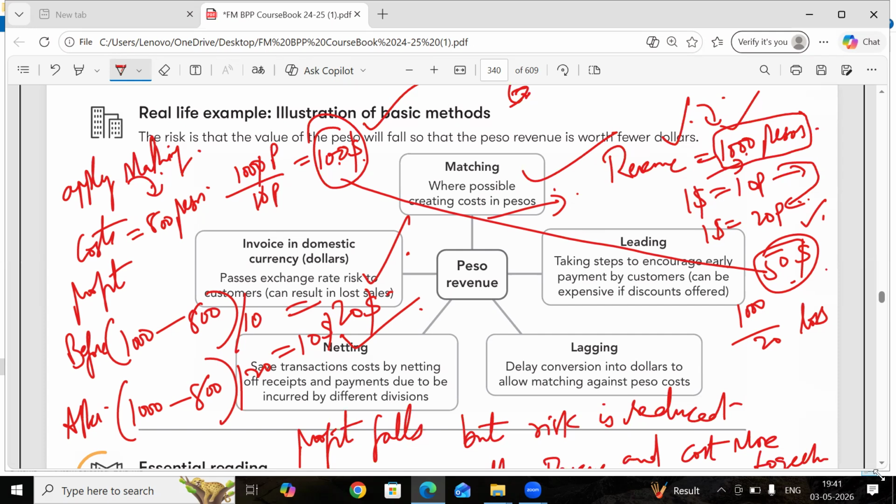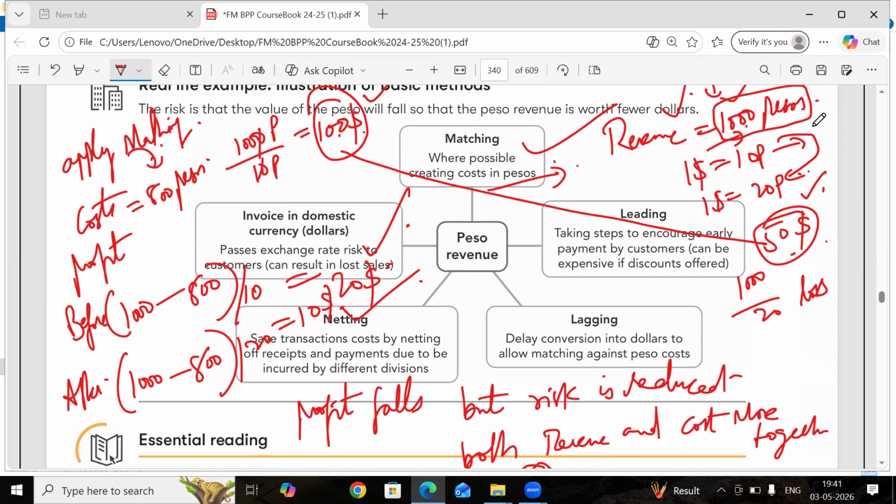But now what you did is you started matching your revenue with your expenses. You are only taking the net figures, not the whole figures. It's not like you are converting 1,000 pesos to dollars with exchange rate of 10 peso for $1 or 1,000 pesos to dollars when the exchange rate is 20 pesos for $1. You're not taking the big figure and converting them. You're trying to reduce the figures. How? By matching. Now your cost also you created in pesos.